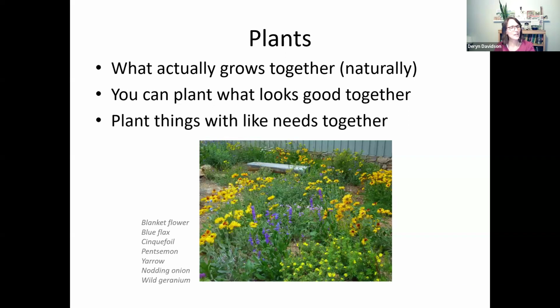And then we can also plant things, and we should plant things with like needs together. So if we're planting really, really xeric plants, we want to make sure that they're all xeric. If you throw in a really water-loving plant, it's not going to get the water that it needs. Same goes for soil type and sun exposure. So you want to pay attention to all of those things.